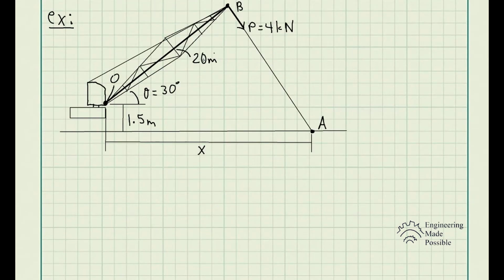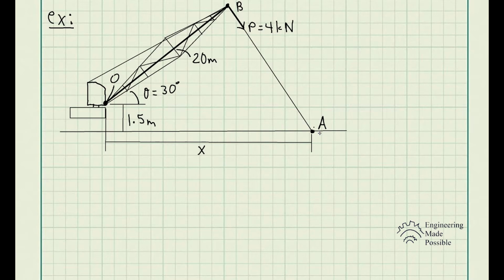Now, for this problem, we actually have a crane here and we have a hook at point A. So the problem statement is: the tow line exerts a force of P equal to 4 kilonewtons at the end of the 20-meter long crane boom. If theta is equal to 30 degrees, determine the placement x of the hook at A so that this force P creates a maximum moment about point O.